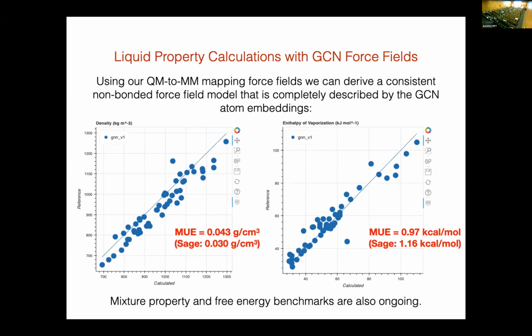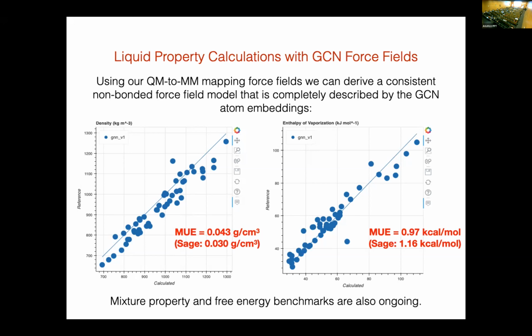So I've said that we can use this model to get not just charges, but we can use the graph network to also assign the Lennard-Jones parameters to the molecules. And that means we can produce entire non-bonded force fields for molecules, which are completely defined by the atom embeddings. So there are no atom types at all in these force fields. So we've done that for about 100 different molecules in a test set.